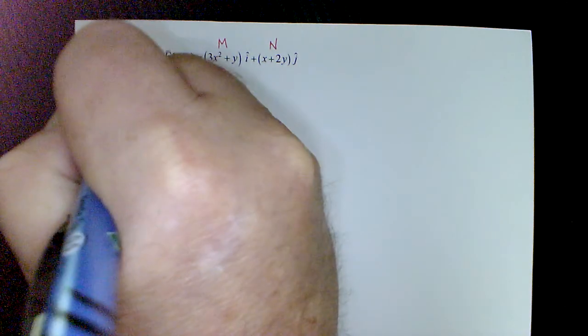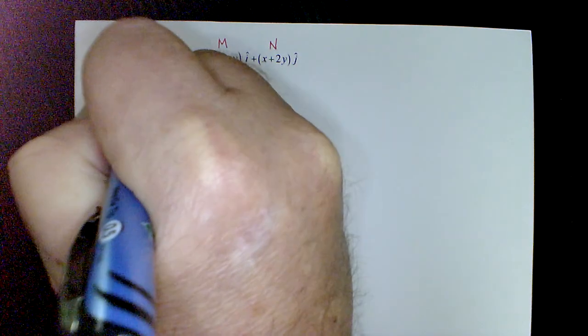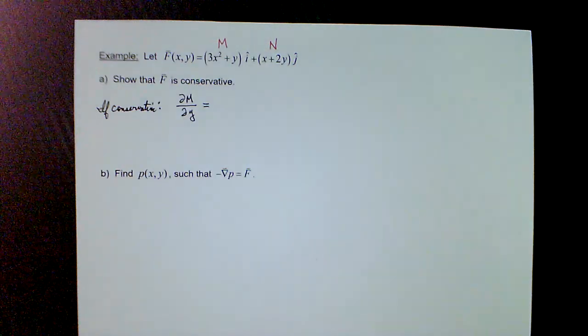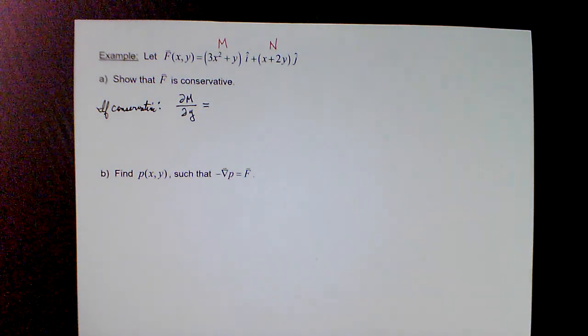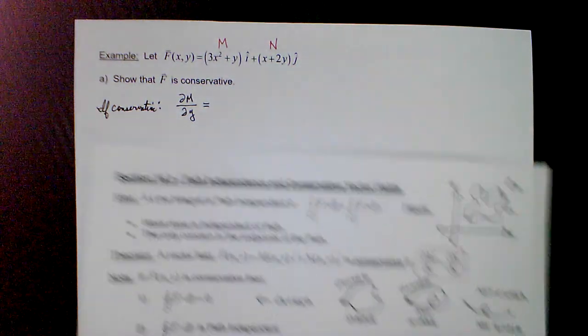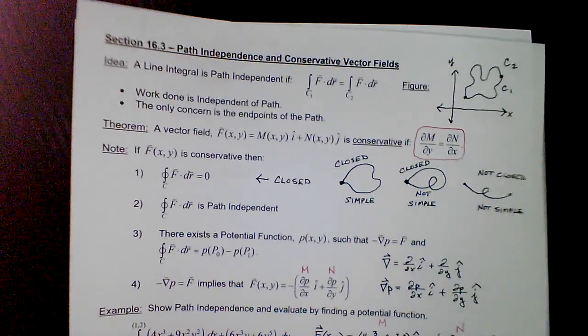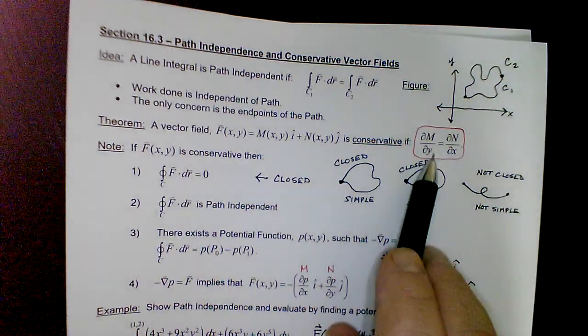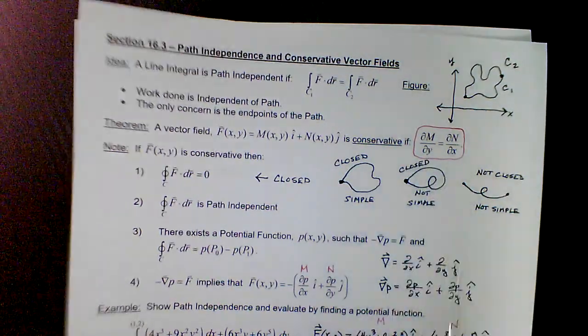So, if conservative, okay, this was based on our previous definition. Recall from last time we had that definition that partial of m with respect to y has to equal partial of n with respect to x.